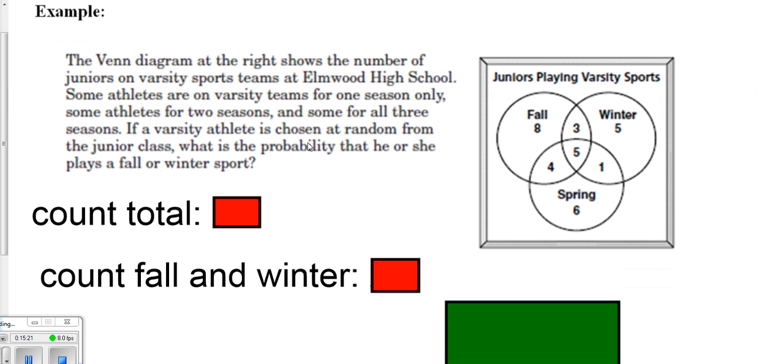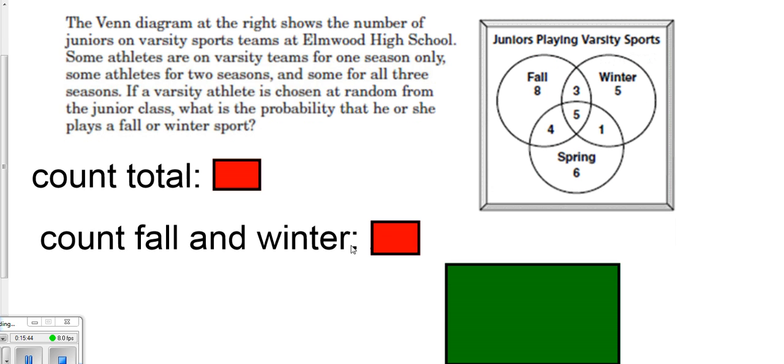So when using these Venn diagrams, the Venn diagram at right shows the number of juniors on varsity sports teams at Elwood High School. Some athletes are on varsity teams for only 1 season, some for 2 seasons, and some for all 3 seasons. If a varsity athlete is chosen at random from the junior class, what is the probability that he or she plays a fall or a winter sport? So we would count the total. If we add up all these numbers in here, we would find that there are 32 athletes in total.